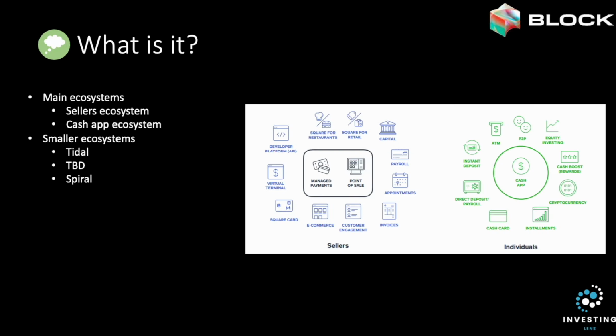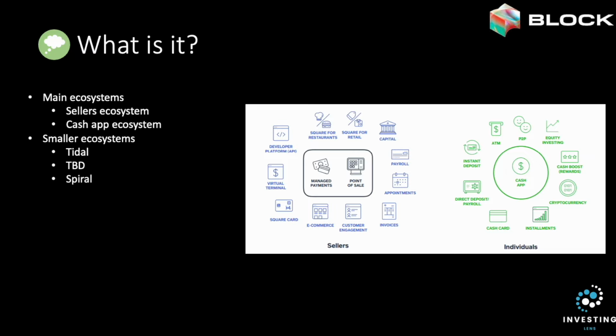So what is Block? Block can be seen as an ecosystem play with two main ecosystems. The seller's ecosystem offers a cohesive commerce solution that helps sellers start, run, and grow their businesses by combining software, hardware, and financial services. The Cash App ecosystem offers financial products and services to help individuals manage their money. Cash App allows individuals to store, send, receive, spend, and invest their money.